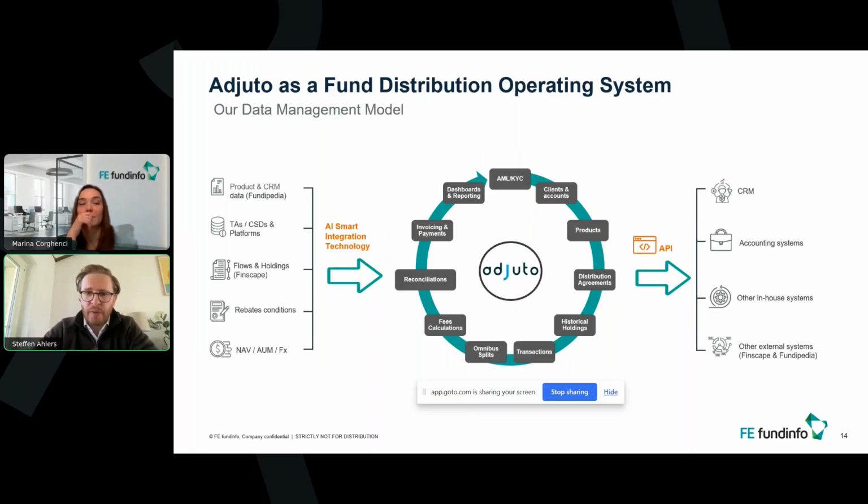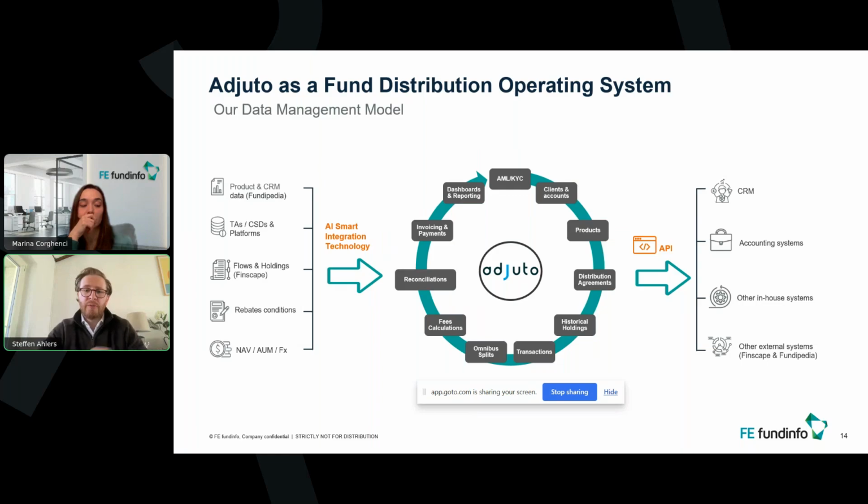Then we have within Adjuto all the clients and the accounts. We have all the products. We have all the distribution agreements with all the metadata from these agreements. We have the historical holdings. We have the subscription and redemptions. We have the omnibus information, but we can also break down the omnibus information and split these omnibus accounts quite easily. And then we can run all kinds of fee calculations.